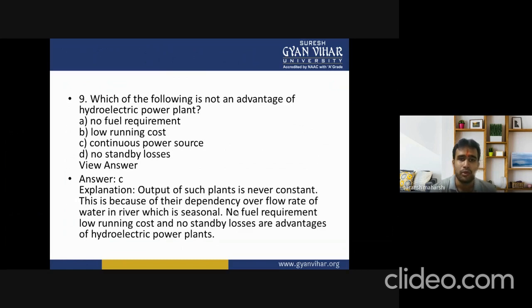Question number 9. Which of the following is not an advantage of the hydroelectric power plant? Option A, no fuel requirement. Option B, low running cost. Option C, continuous power source. Option D, no standby losses. So the correct answer is option C, continuous power source, because the output of such plants is never constant. This is because of their dependency on the flow rate of the water in the river, which is seasonal. No fuel requirement, low running cost, and no standby losses are advantages of the hydroelectric power plant.